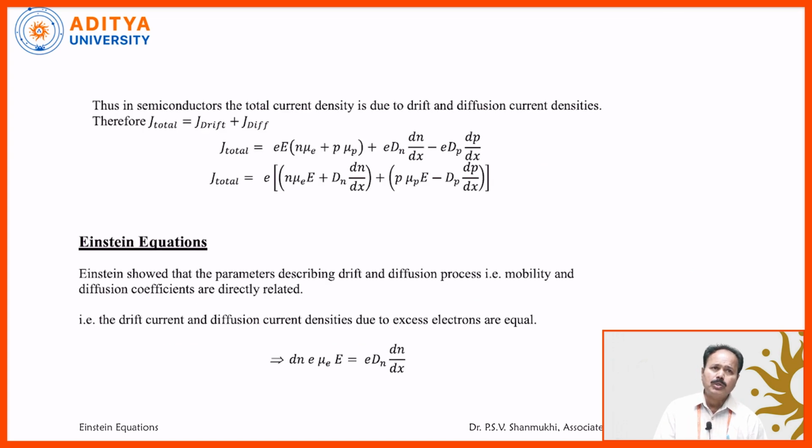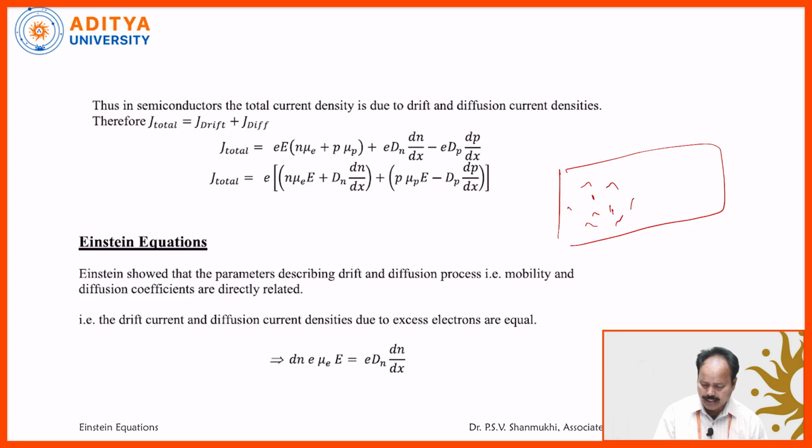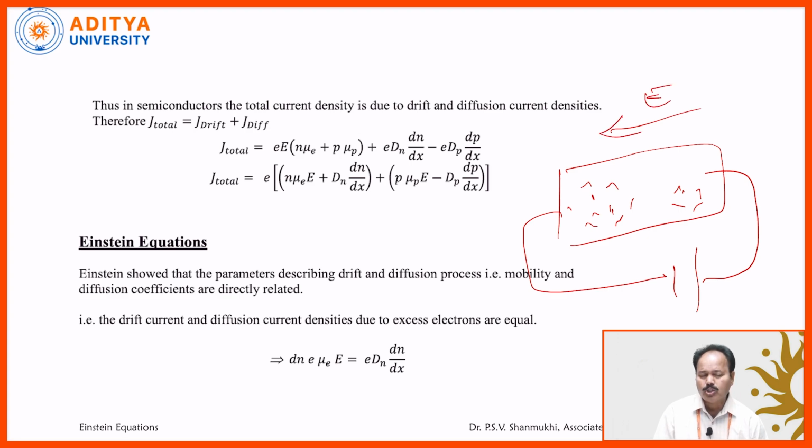Now, suppose in a semiconductor slab there is a concentration gradient, higher density and lower density, a concentration variation. At the same time, the material is subjected to an applied electric field. So what happens? The concentration variation produces the diffusion current, and the applied electric field produces the drift current. If both are there, what is the total current density? We can write drift current density plus diffusion current density.